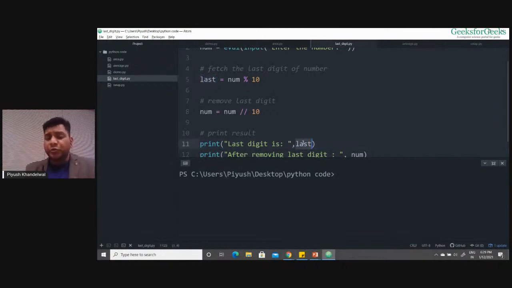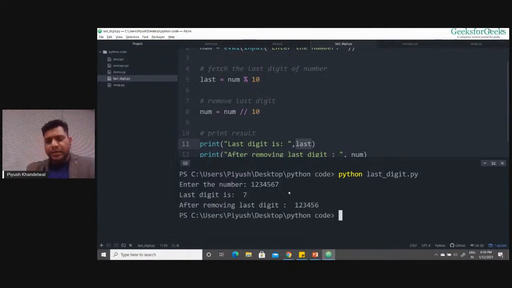And then I'm printing the last digit, and then I'm printing this value, right? Now if I run this program, I'll enter 1 2 3 4 5 6 7, suppose. Now 7 is my last digit, and after removing the last digit, the number should be 1 2 3 4 5 6. You'll see the last digit is 7, and after removing it, the number is 1 2 3 4 5 6. So you have got the logic of how you can fetch the last digit of a number, and how you can cut out the last digit from a number, right?